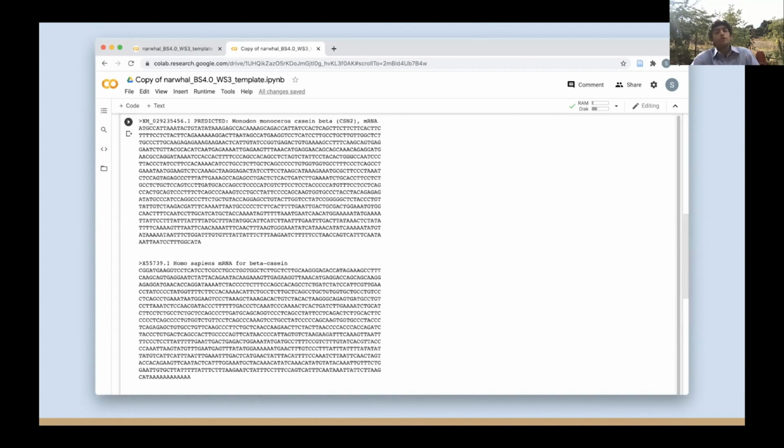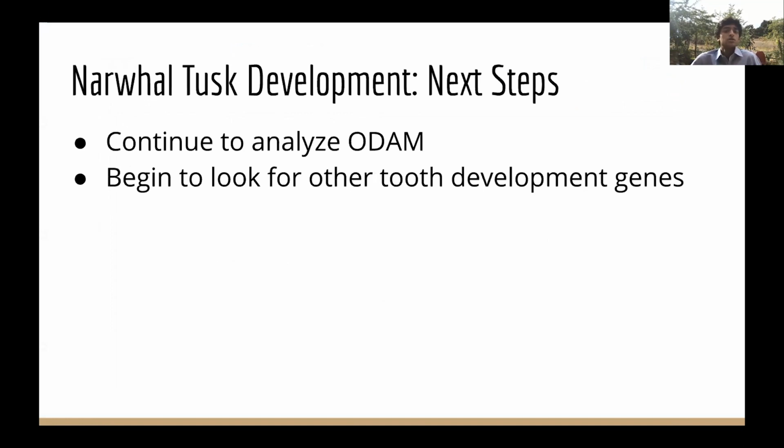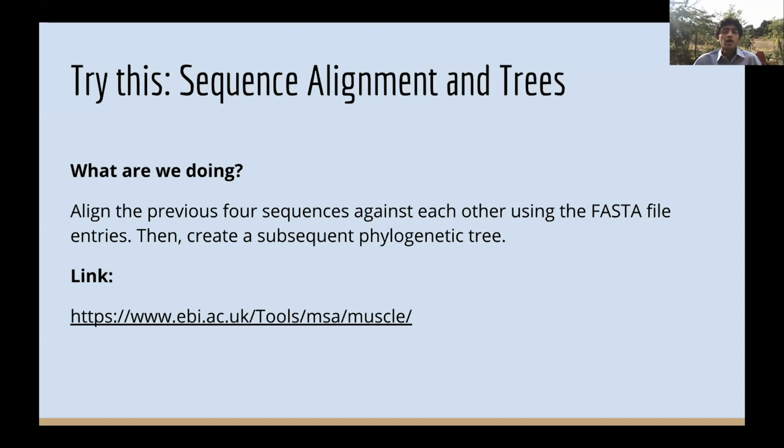I'm just going to go over the end of our narwhal tooth development study. Our next steps would be to continue to analyze ODAM. We've started to do some multiple sequence alignments, which have shown us some pretty interesting things. We want to continue to finish that analysis up. And then we want to start looking at the other tooth development genes that really play a role in the creation of this tusk. So now we're going to go back to our final workshop, which is going to be sequence alignment and making some phylogenetic trees.